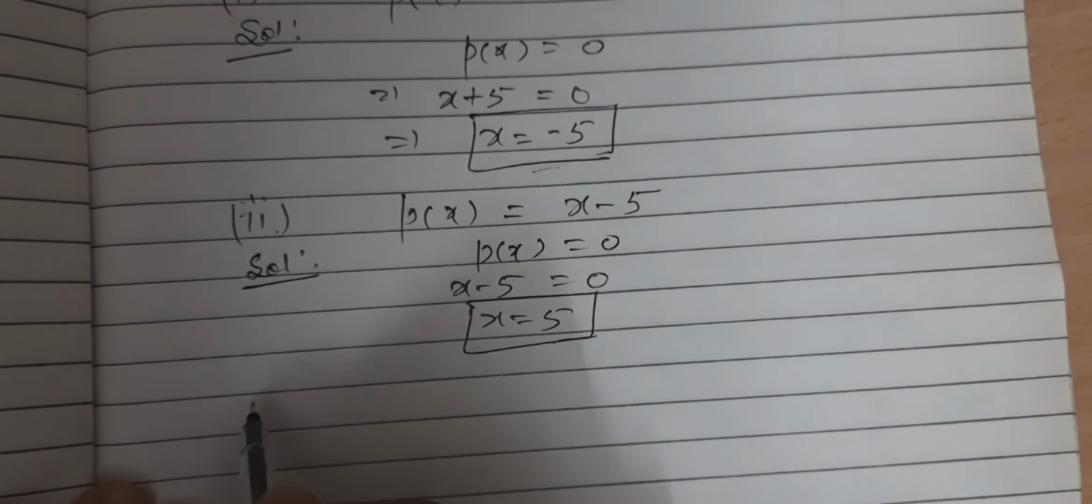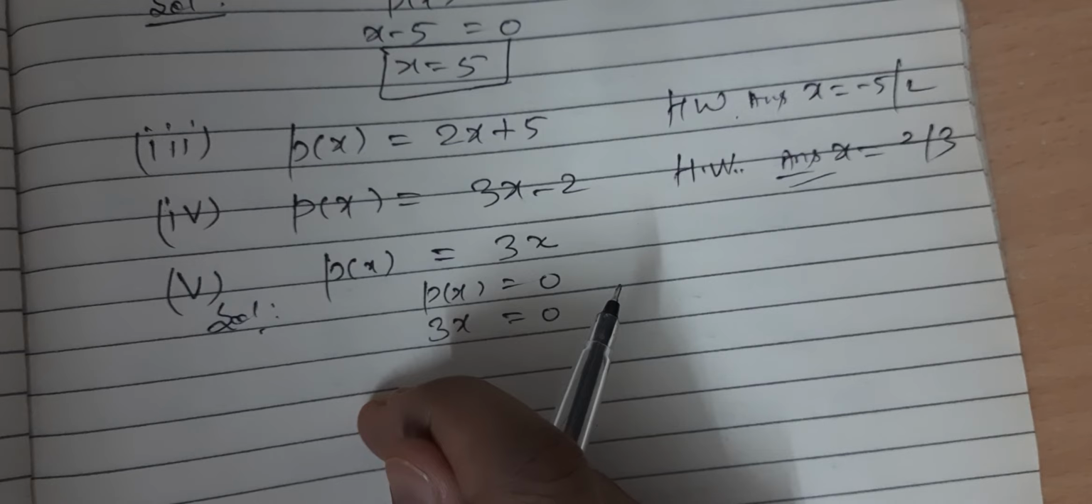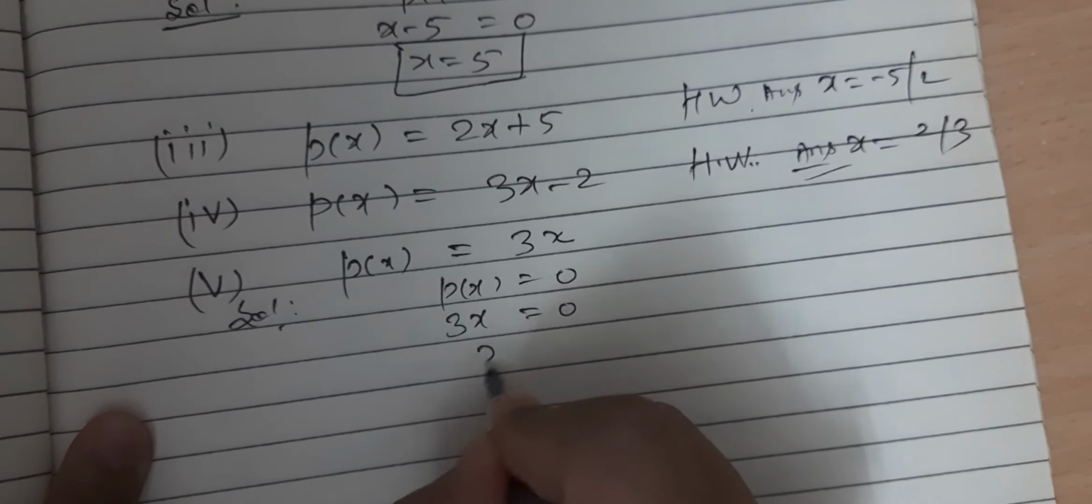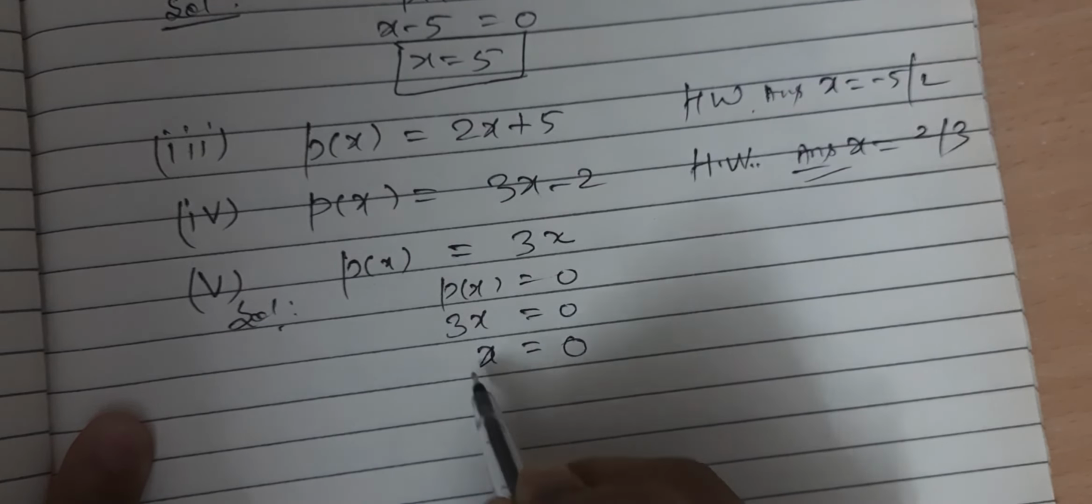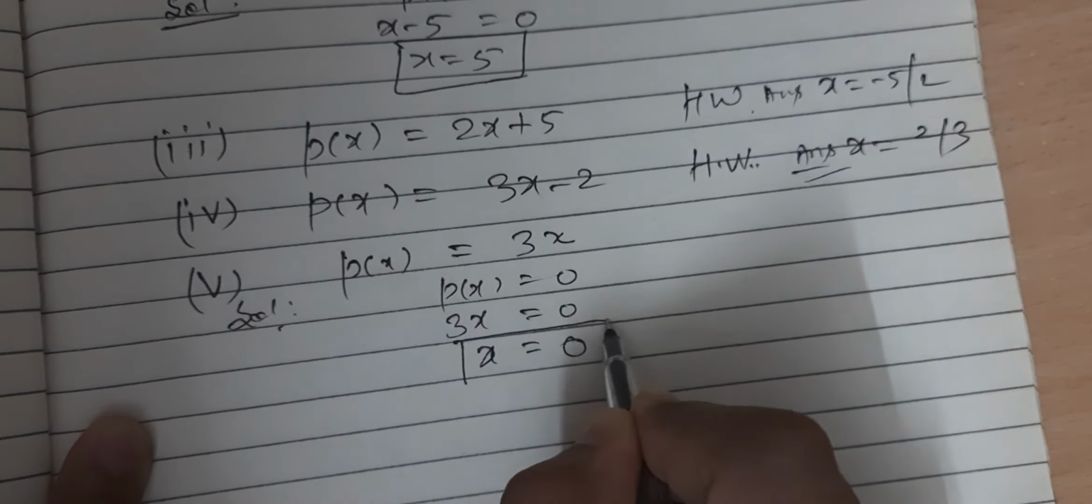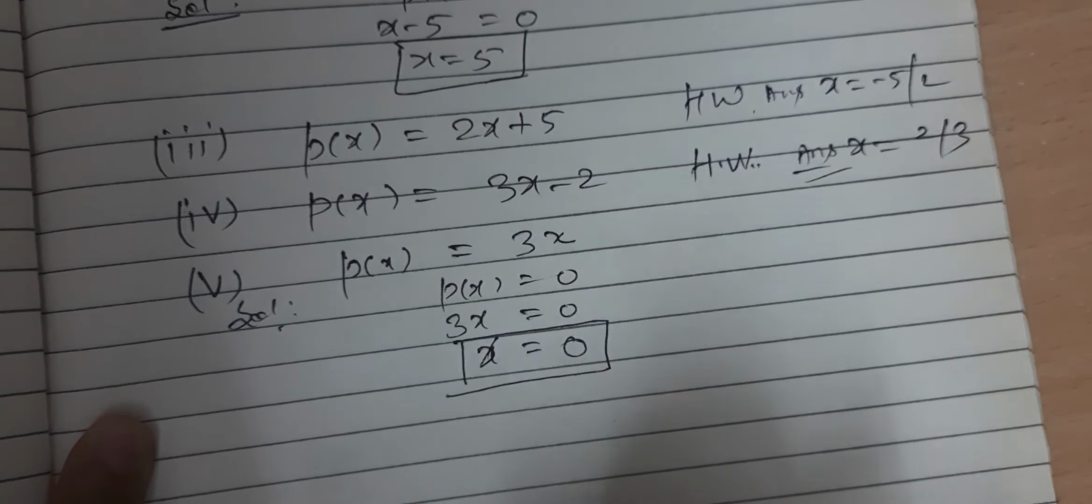And the fifth one is p of x equals to 3x. Now how to find zeros of this polynomial? So the procedure is same. We'll put polynomial equals to 0, means 3x equals to 0. So x equals to 0 by 3, means 0. So the zero of this polynomial is 0.